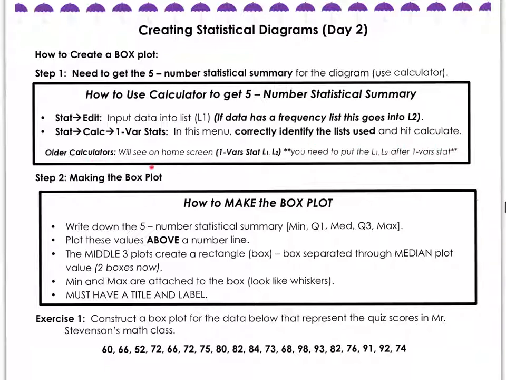If you have the older calculator, you will see on the home screen 1var stats L1, L2, and we'll talk more about what you need to put in when using a frequency list. Step 2 is making the box plot. So how do we make a box plot?